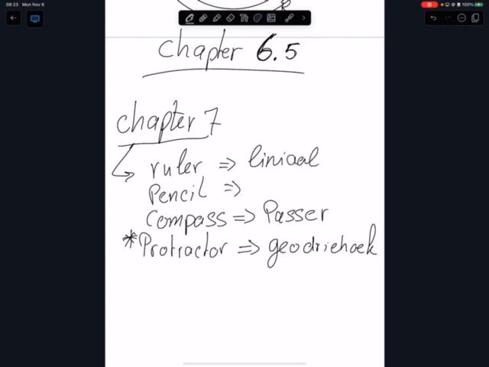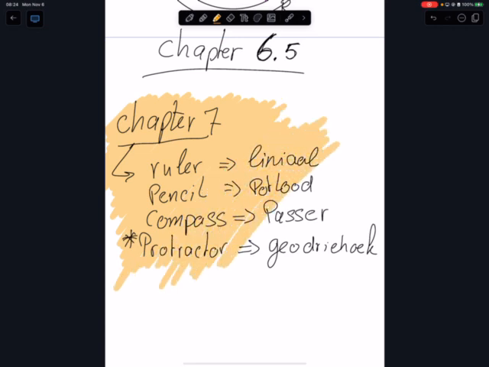I think everyone knows what a pencil is. So after the test week, these items are necessary. Without these items, 500% you will fail. Without these items.